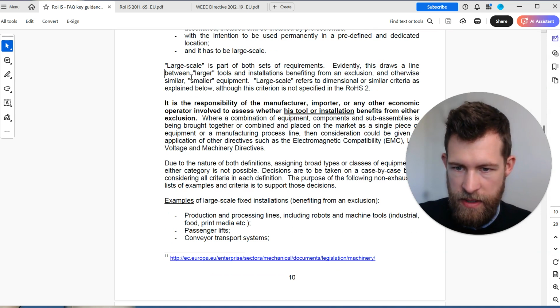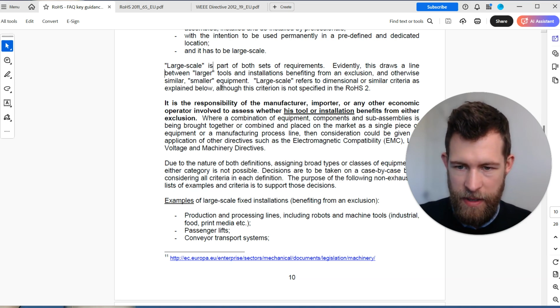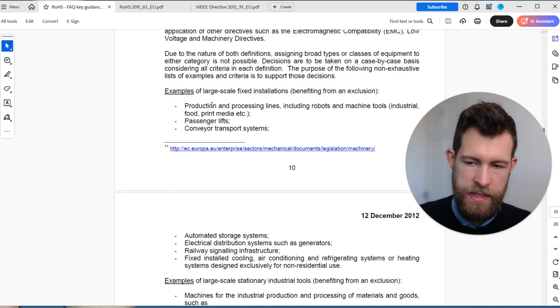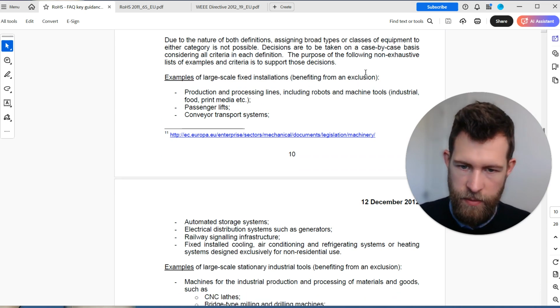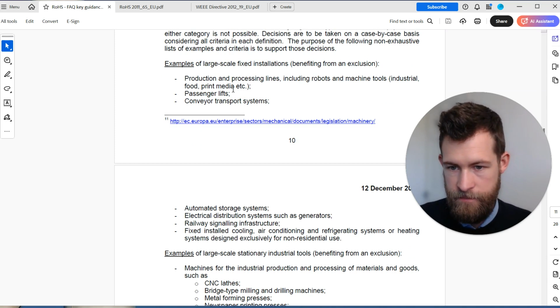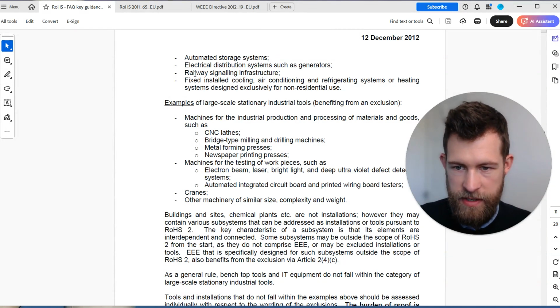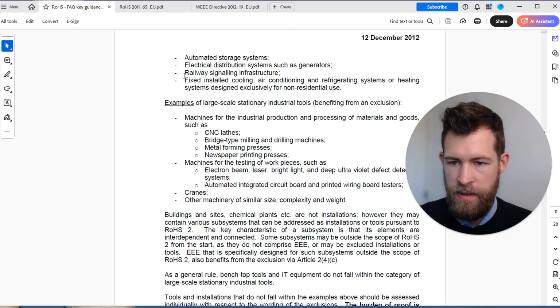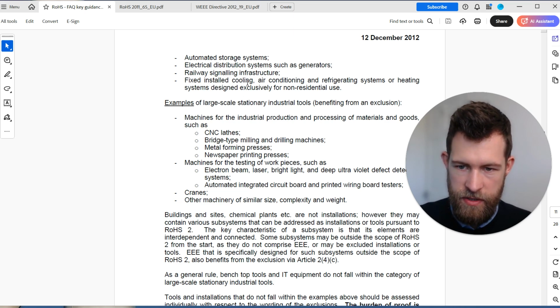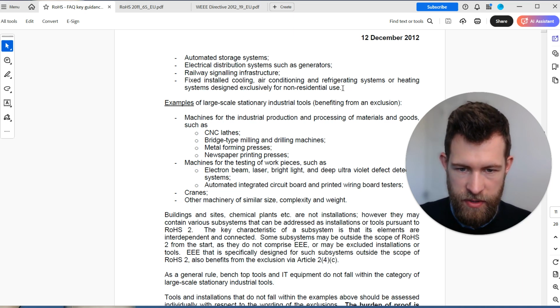So they're saying this evidently draws a line between large tools and installations benefiting from an exclusion and otherwise similar smaller equipment. Large scale refers to dimensional or similar criteria as explained below, although this criteria is not specific in RoHS 2. Yes, okay, which is why we need this bit of guidance documentation. So they've kindly given some examples here of large scale fixed installations benefiting from an exclusion. So production and processing lines, including robots, machine tools, industrial food, print media. Okay, simple passenger lifts, conveyor transport systems, automated storage systems, electricity distribution systems such as generators. So this is giving us a good idea of what large scale means, what they had in mind. Railway signalling infrastructure, fixed installed cooling, air conditioning and refrigeration systems or heating systems designed exclusively for non-residential use.